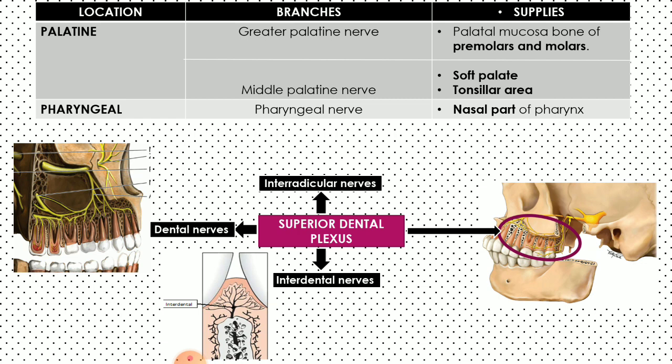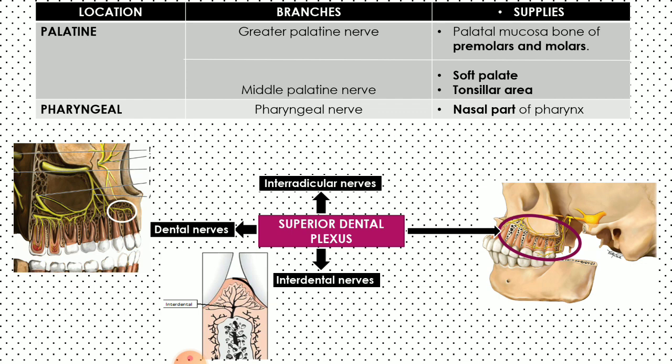Now one more concept is there about the dental plexus. The posterior superior alveolar nerve, middle superior alveolar nerve and anterior superior alveolar nerve, these three nerves, their terminal branches to the teeth together are called the superior dental plexus. Their terminal branches form the dental plexus, and these are of three types: dental nerves, interdental nerves and interradicular nerves. The dental nerves are those which enter through the apical foramen and supply the pulp of the individual tooth.